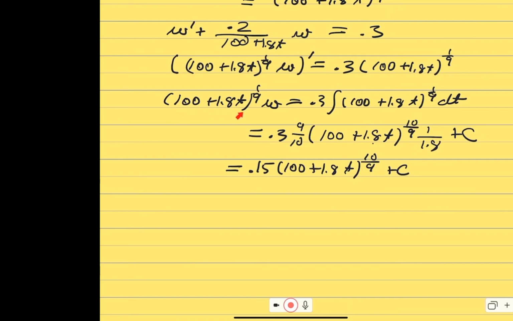And now I'm going to divide by this. Note that this 10/9 is exactly 1 bigger than 1/9. So that when I divide, what I'm going to get is W equals 0.15 times 100 plus 1.8 t to just the 1 power, plus c times 100 plus 1.8 t to the minus 1/9.